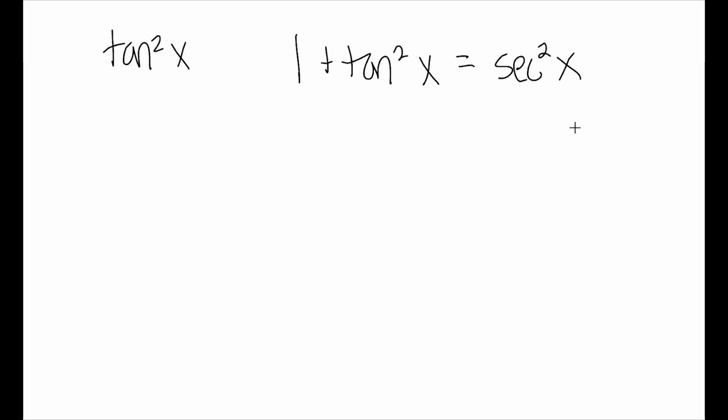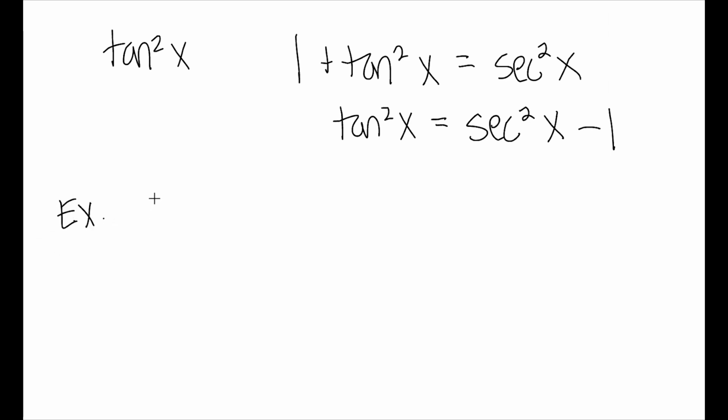If we're asked to integrate tan squared x, we have the trig identity, 1 plus tan squared x equals secant squared x. So tan squared x can be rewritten as secant squared x minus 1, and we know how to integrate secant squared x, so this will make it possible to do these problems.